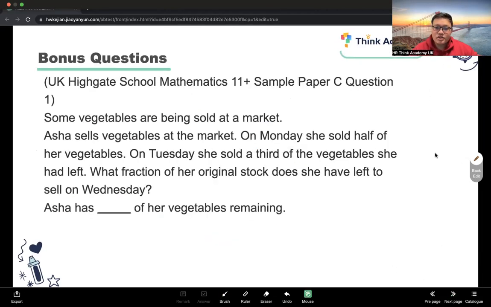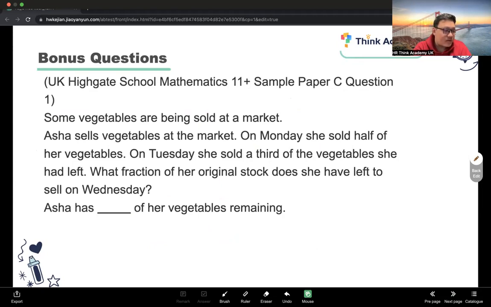And next question. Also an easy one, guys. Type your answer in 1 minute to me. Some vegetables are being sold at the market. Aisha sells vegetables at the market. On Monday, she sold half of her vegetables. On Tuesday, she sold 1/3 of the vegetables she had left. What fraction of her original stock does she have left to sell on Wednesday?